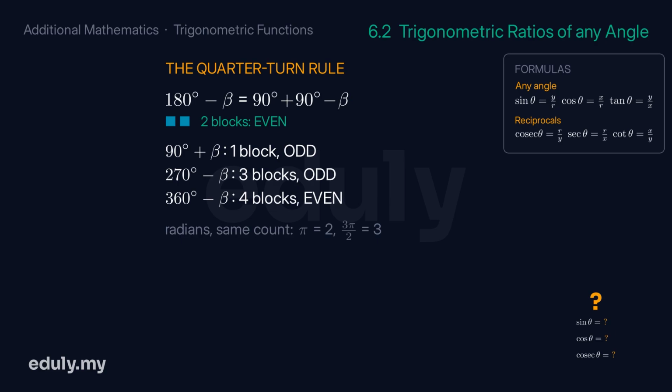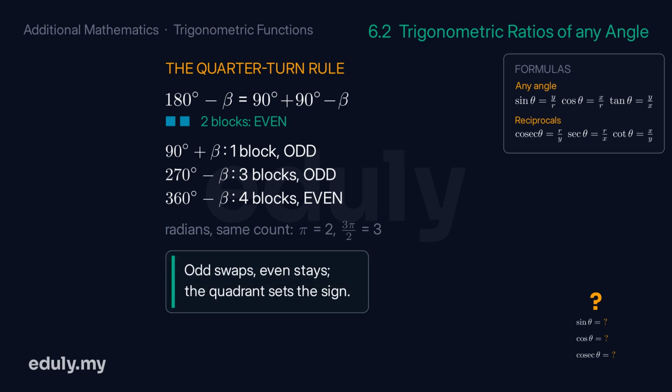Count the 90-degree blocks. 180 minus beta, 1 block, 2 blocks, even. 90 plus beta, 1 block, odd. 270 minus beta, 3 blocks, odd. 360 minus beta, 4 blocks, even. Same count in radians. Pi is 2, 3 pi over 2 is 3.